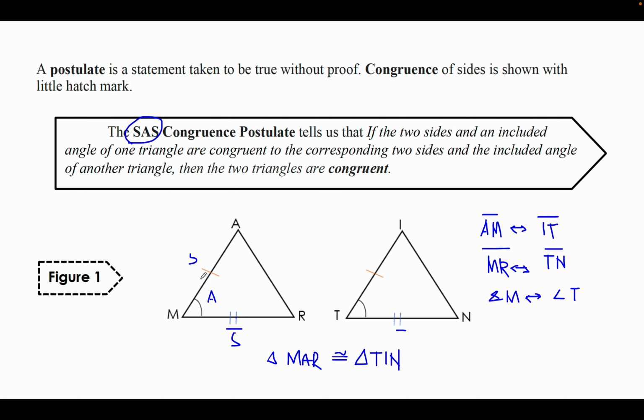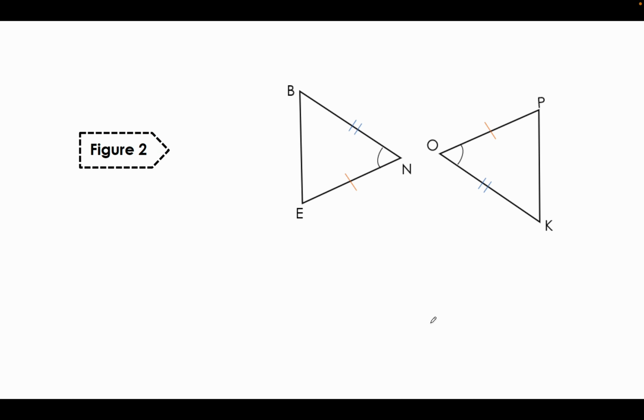So one postulate that we can use to prove that the two triangles are congruent is the SAS congruence postulate. So if we have two sides and their included angle that correspond to two sides and the included angle of another triangle, then the two triangles are congruent. Okay? That is by SAS congruence postulate, or we can simply call it SAS postulate.